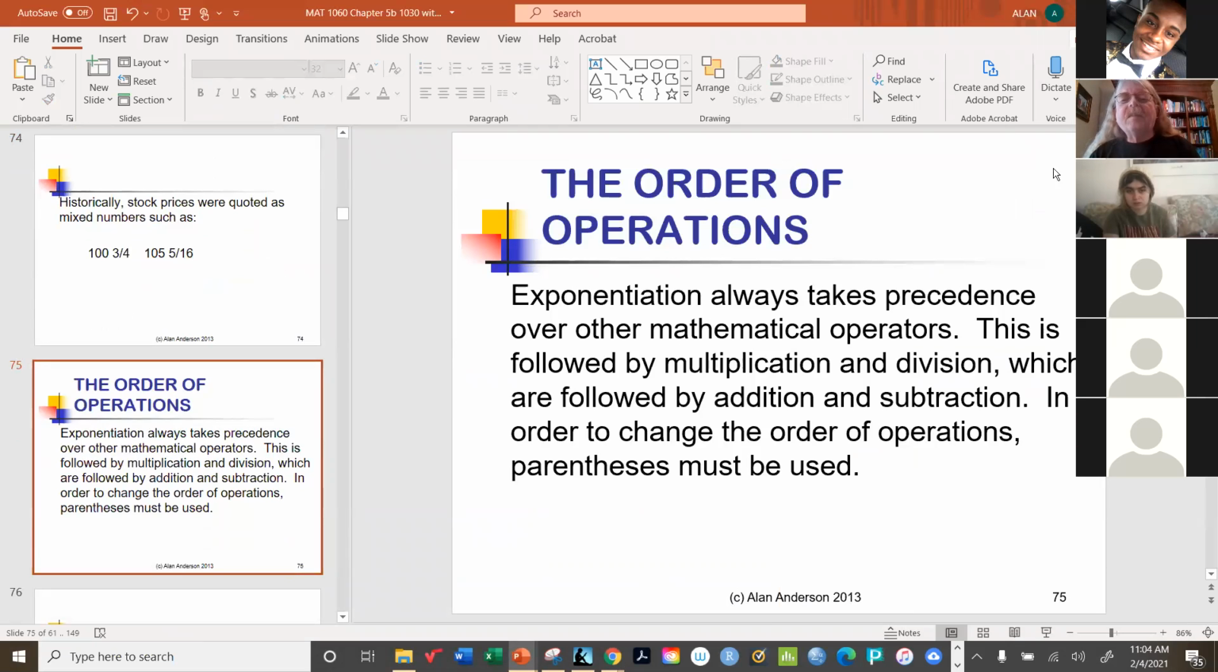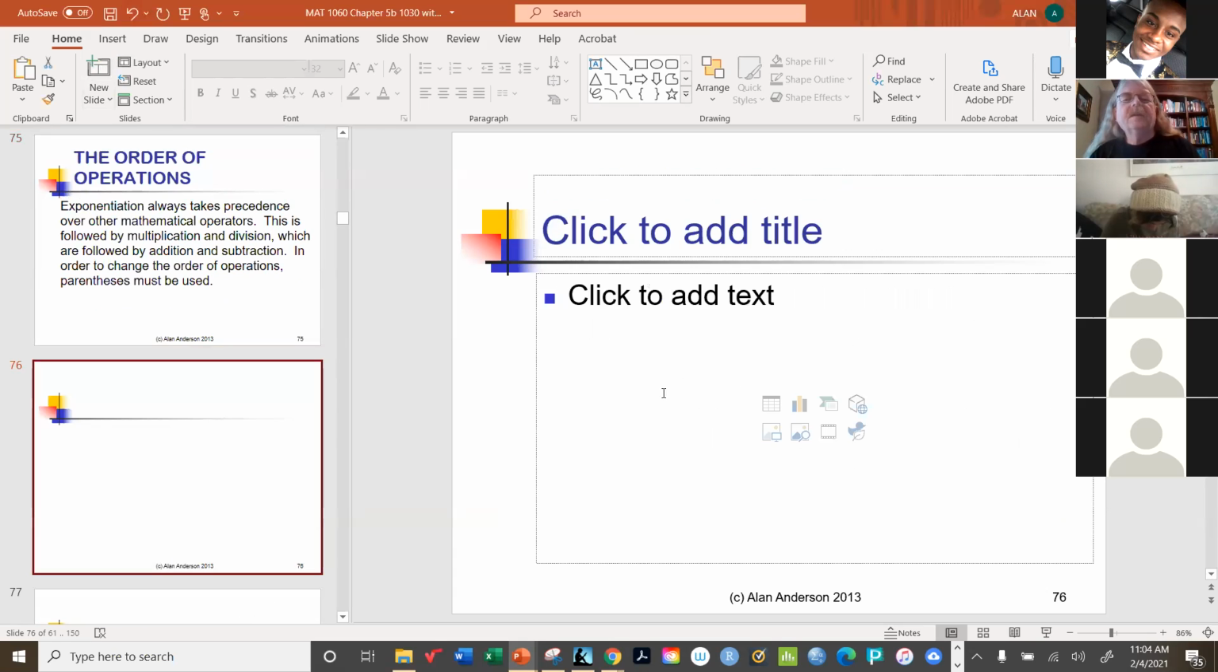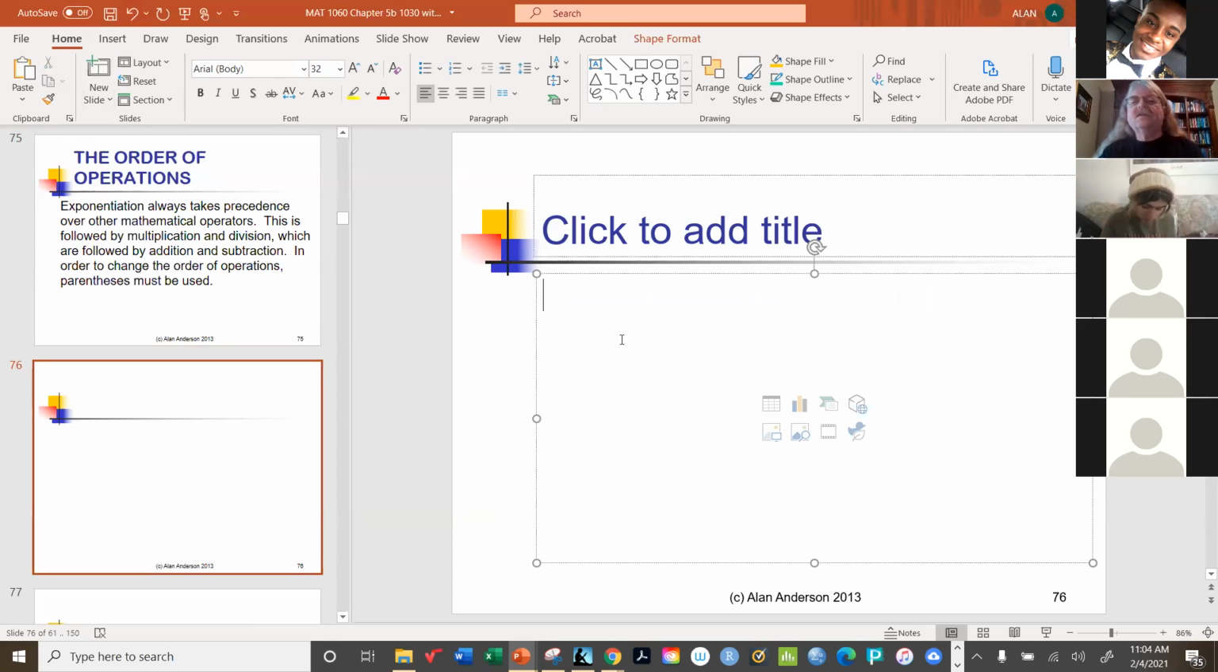Now, order of operations. Everybody knows how this works. So I'm going to make up a little chart here, and we're going to go through this together. What comes first? Parentheses always come first. Yes, you are absolutely right. What comes next? Yes, PEMDAS.